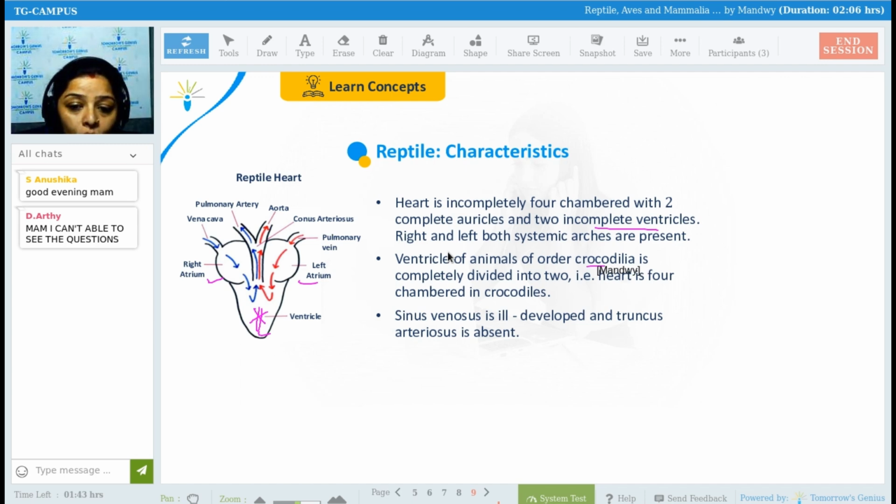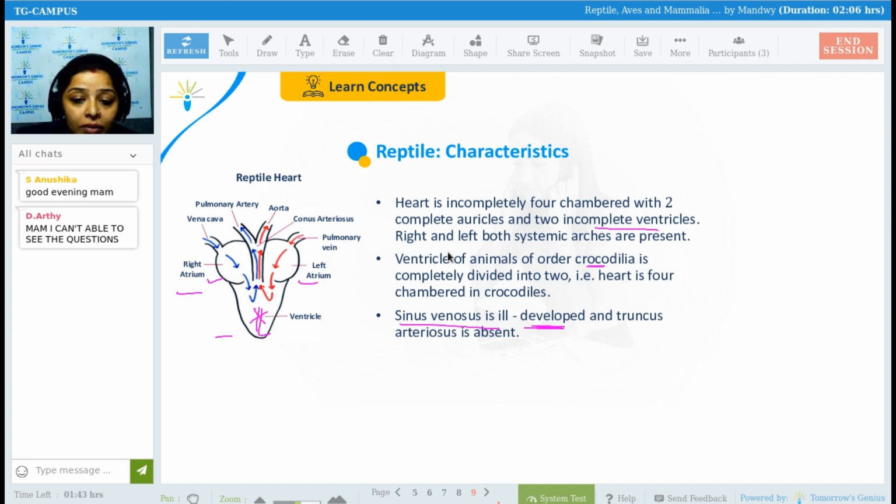The only exception is the crocodile. Crocodile has a completely divided ventricle, and hence they have four chambers, two atria and two ventricles. Sinus venosus is ill developed.